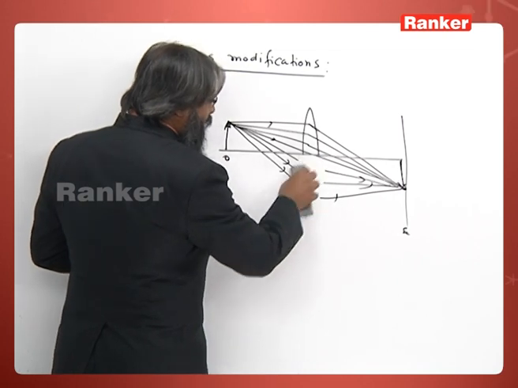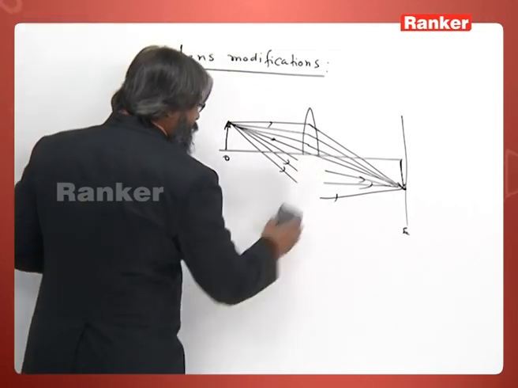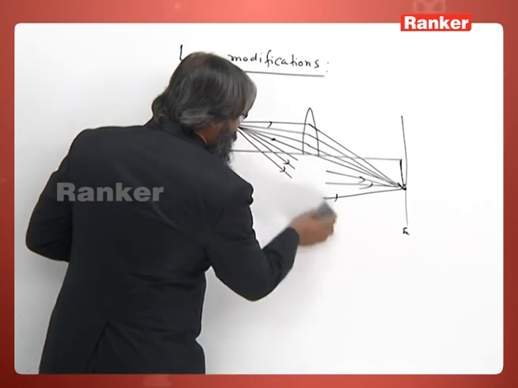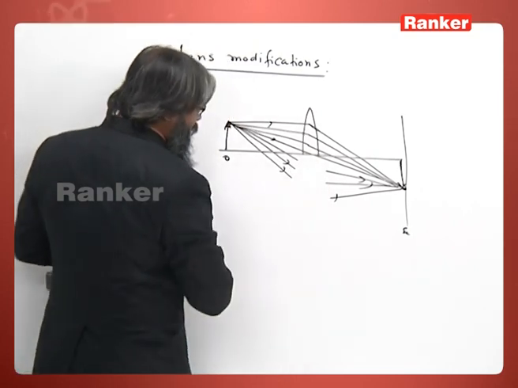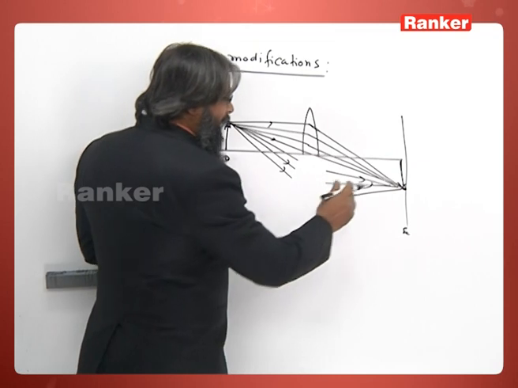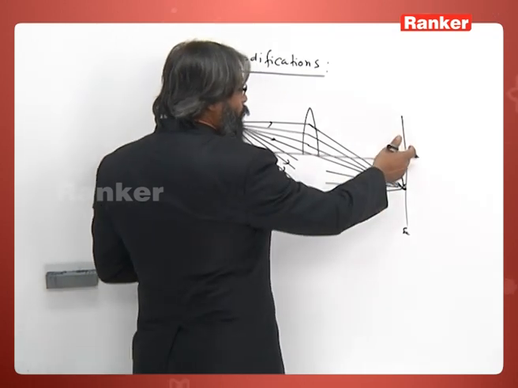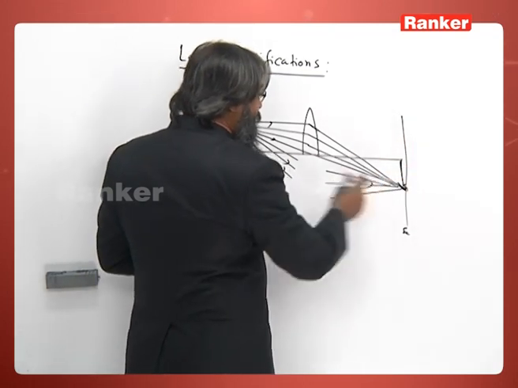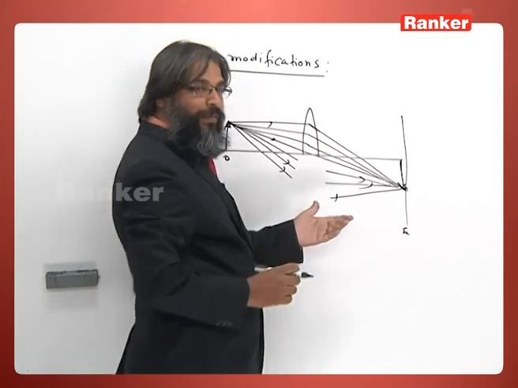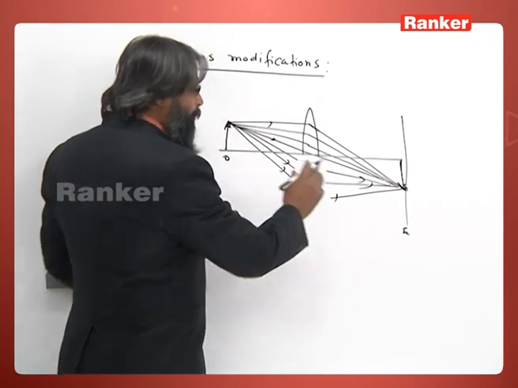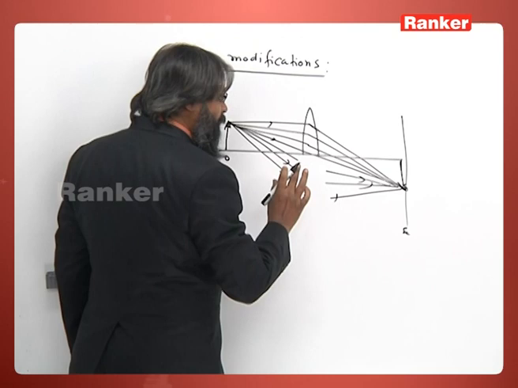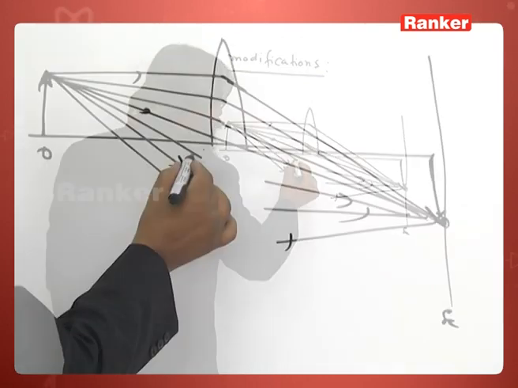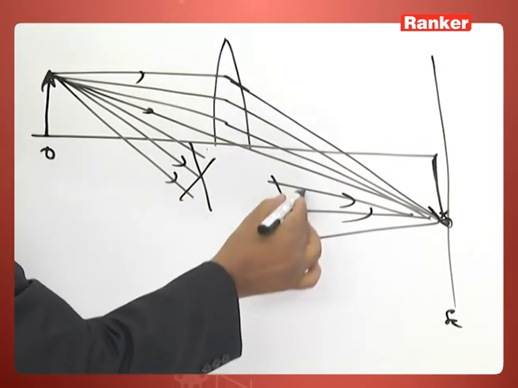So, if I remove this part, that means I have removed this part only. So what will happen? The image won't fail to form. Since the image is forming on this side, and this portion is not there, the image will still be formed only here, but the contribution from these rays won't come.